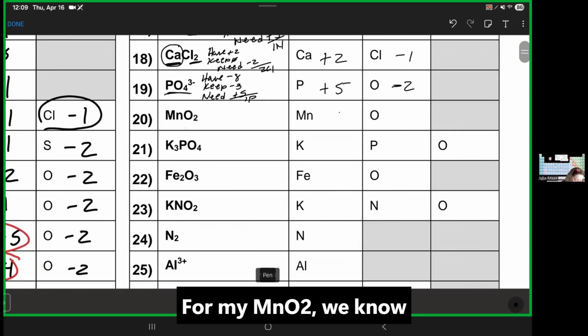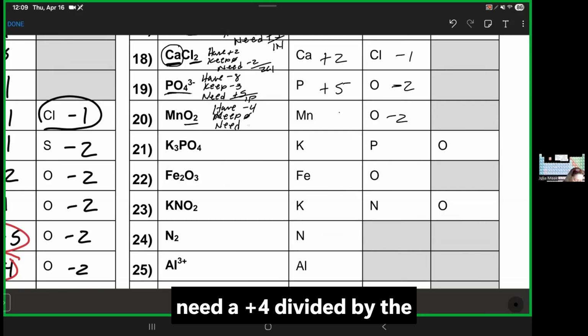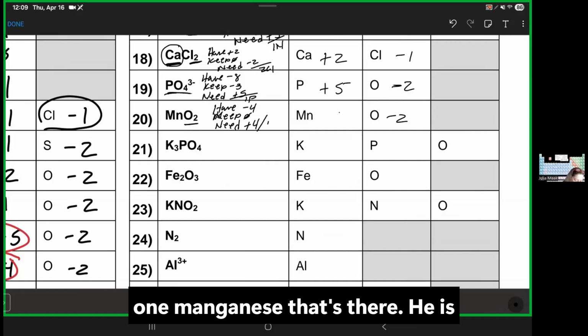For my MnO2, we know oxygen is negative 2. So we have a negative 4 from our oxygens. We want to keep 0. So we need a positive 4 divided by the 1 manganese that's there. He is positive 4.